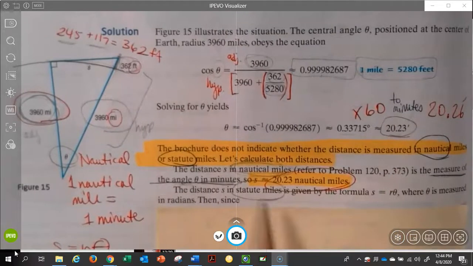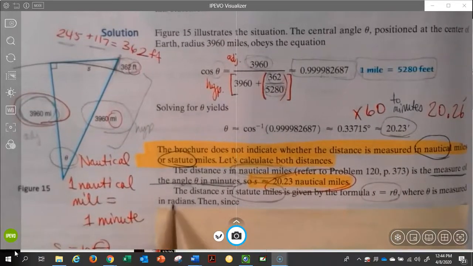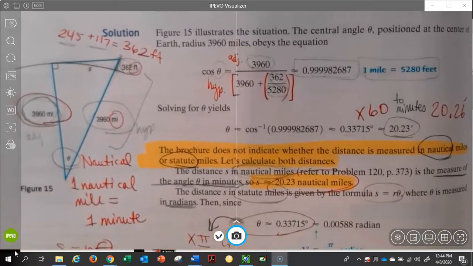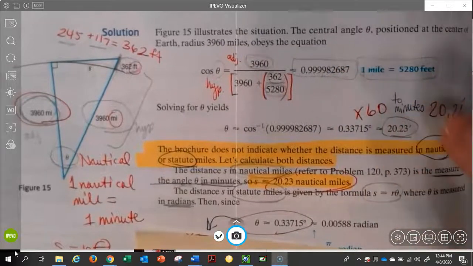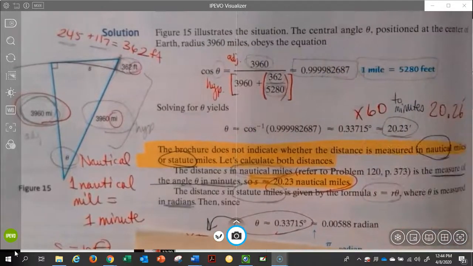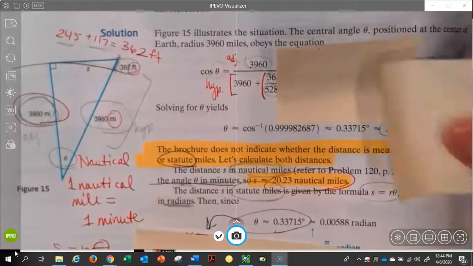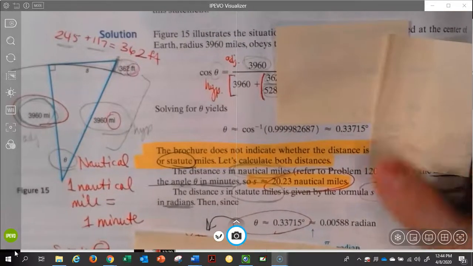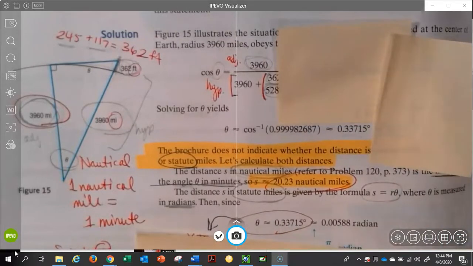Statute miles, I need to remember, oh wait, I already know that formula. But I have to underline, remind myself that that theta's got to be in radians. Nice. That theta's got to be in radians. And so they go back up here. Where are we? Let me get my little sticky notes going again. They go back up here to our degrees, the 0.33715. And here we are down here that our theta is 0.33715, and they say, oh, poof, it's a radian.